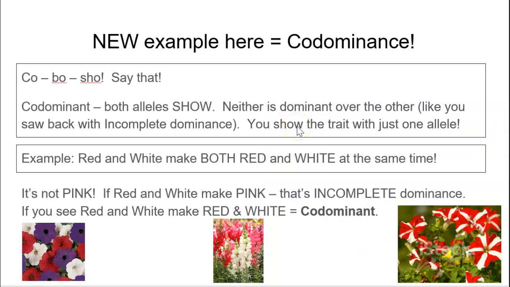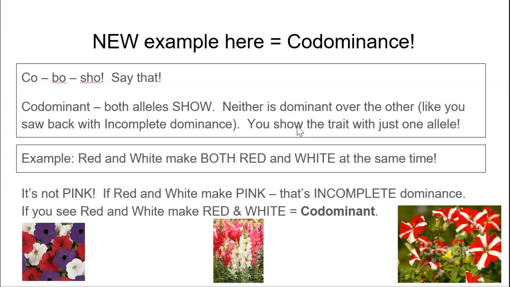Welcome to new content about codominance. So your new example here, if you want to say this out loud like me, co-bo-show. Codominant, both genotypes are expressed in the phenotypes. So both show. Say that, co-bo-show. Codominant, both alleles show. Neither allele is dominant over the other, like you saw back with incomplete dominance. You show the trait even if you just get one allele.